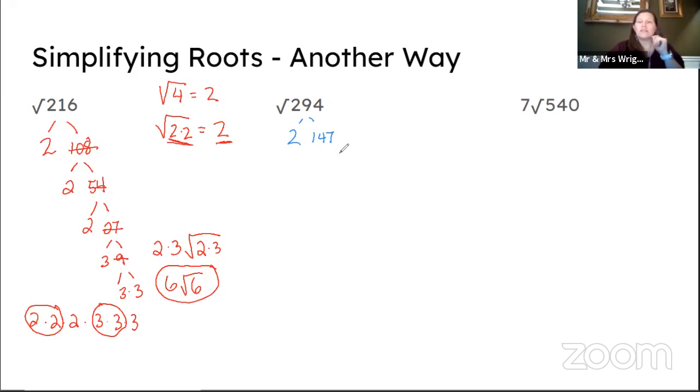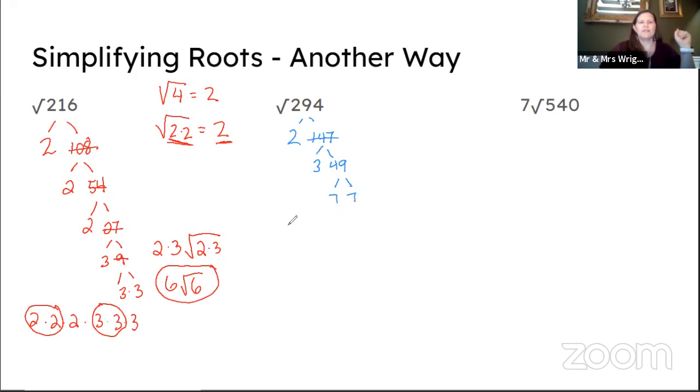12 is divisible by 3, so I know that this is going to be divisible by 3. I'm going to plug that into my calculator. 147 divided by 3, I find out that it is 49. So 3 times 49 makes 147. And I know 49 is actually a perfect square.